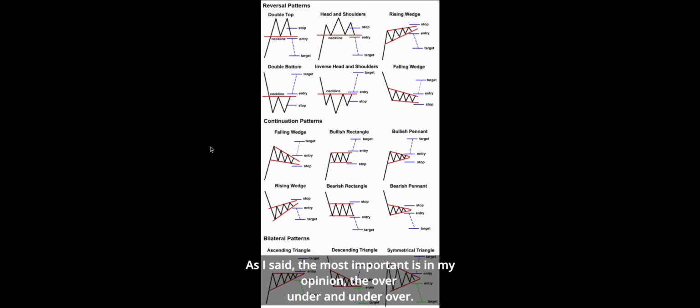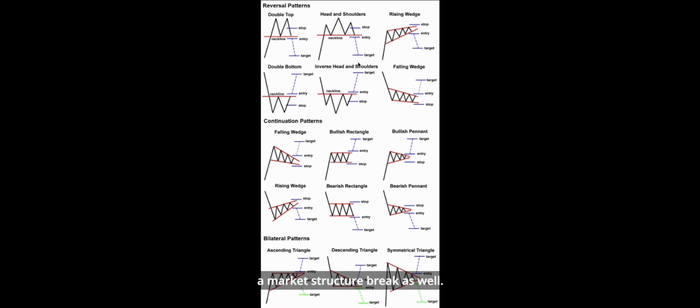Okay, now we're going to look at chart patterns as an overview. As I said, the most important is, in my opinion, the over-under and under-over. Also can be called head and shoulders, inverse head and shoulders. I prefer the over-under and under-over because they actually constitute a market structure break as well.